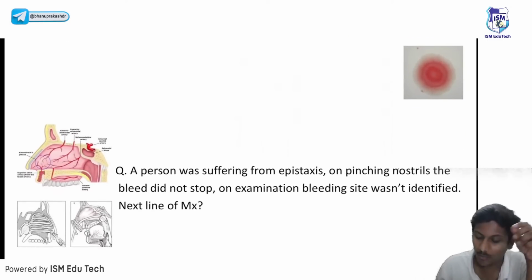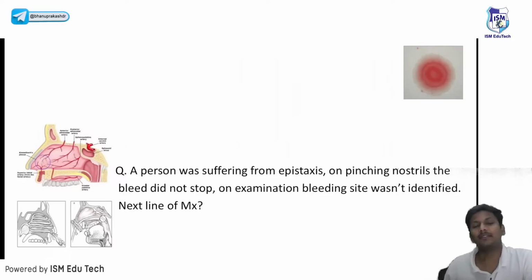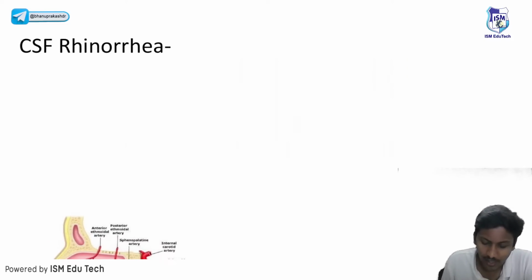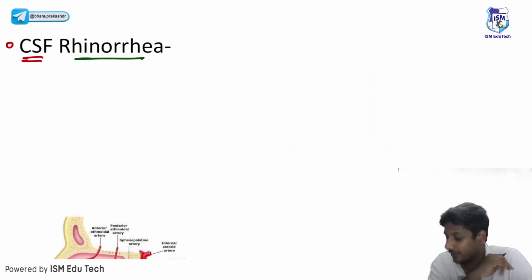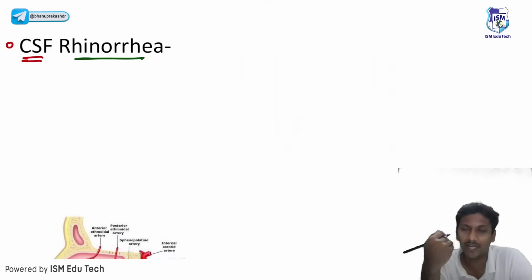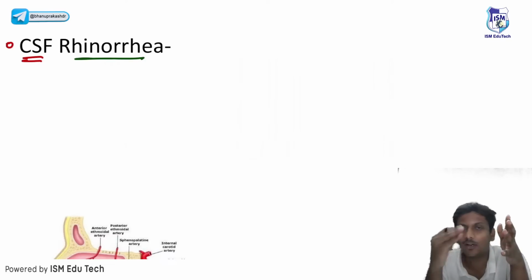Chalo. Now talking about the next condition, very commonly asked in your exam, and that is CSF rhinorrhea. What did I tell you yesterday about rhinorrhea? It is nothing but leakage from the nose. And what is leaking this time from the nose? It is the CSF, your cerebrospinal fluid, which is normally present in between the meninges, in the subarachnoid space, right? But that is leaking out from the brain or the cranial cavity. It is leaking out via the nose.